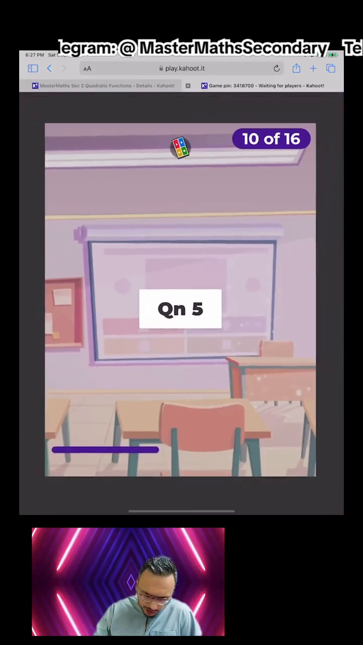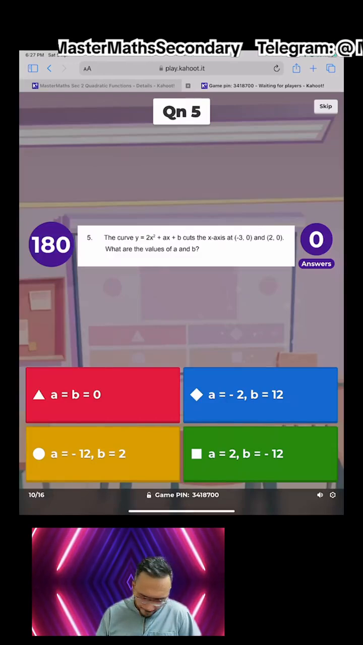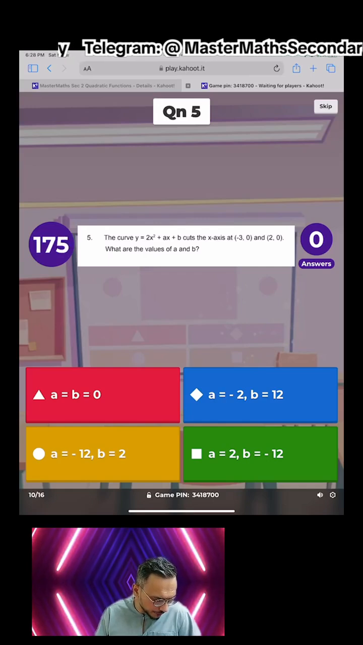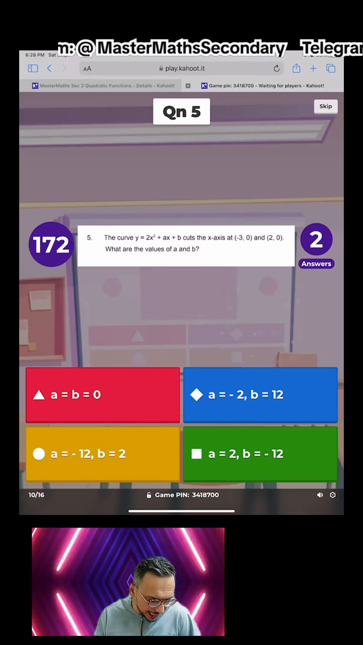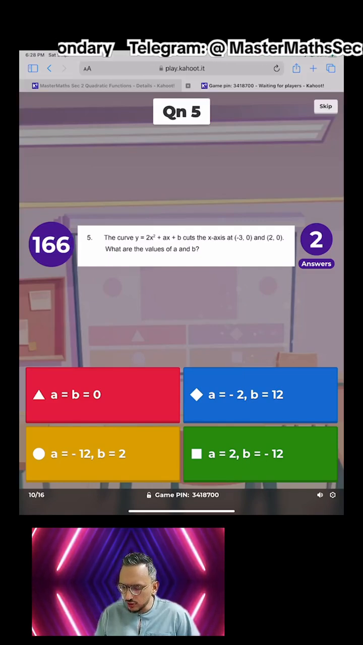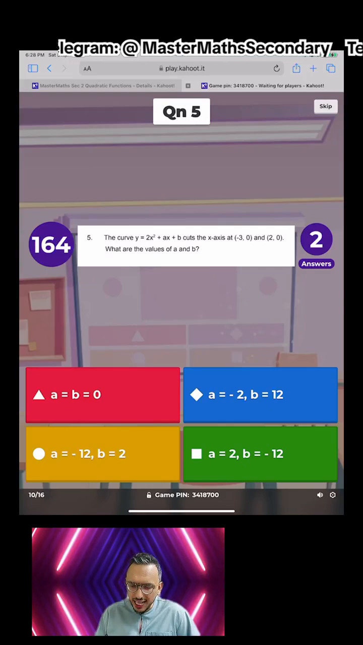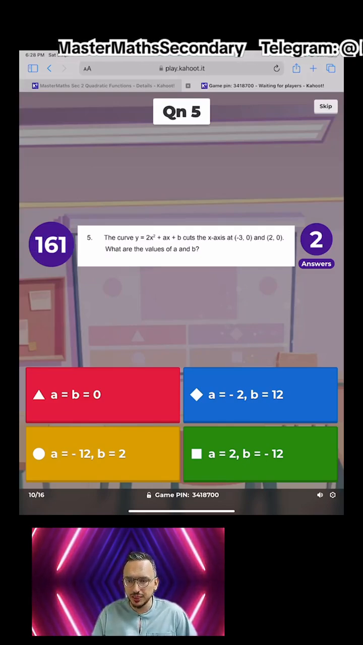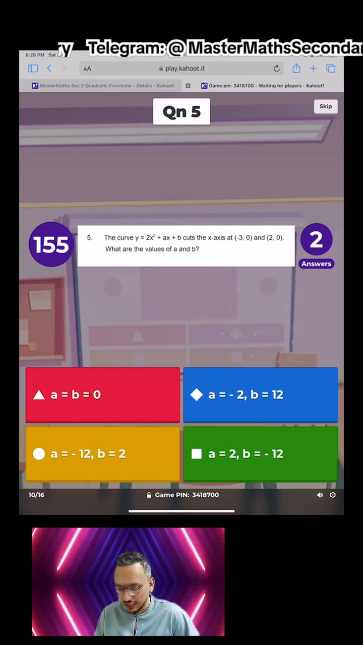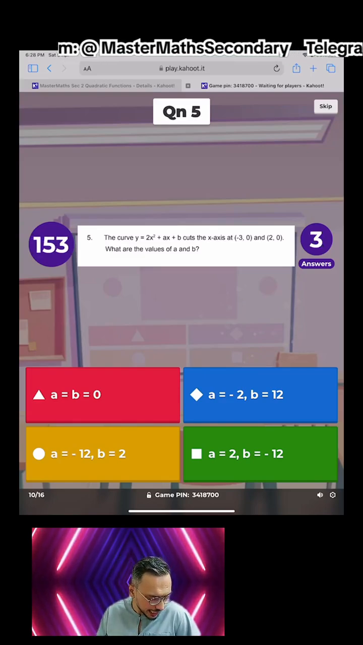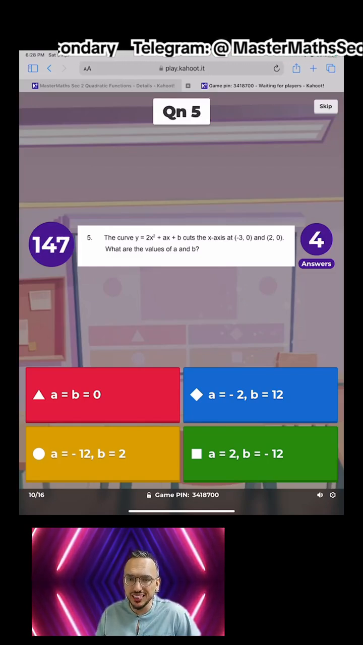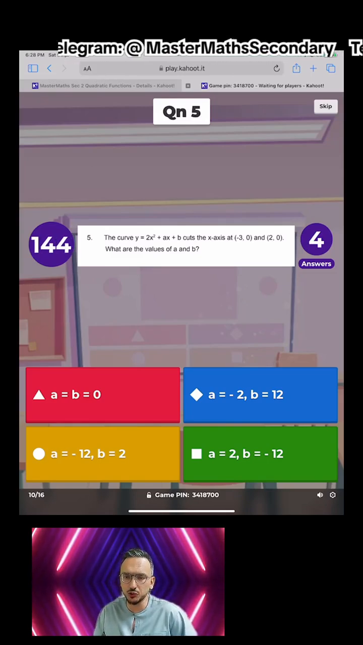Okay, question number 5. Can you all see the question? Yes. So the curve y equals to 2x squared plus ax plus b cuts the x-axis at negative 3, 0 and 2, 0. What are the values of a and b? So is it a and b equals to 0? Is it a equals to negative 2, b equals to 12? Is it a equals to negative 12, b equals to 2? Or is it a equals to 2, b equals to negative 12? Choose wisely, guys.